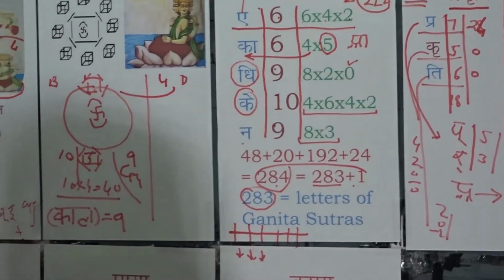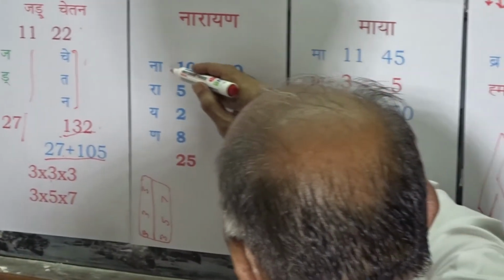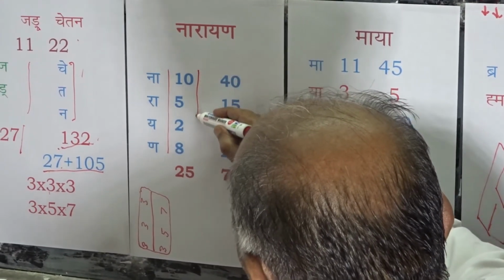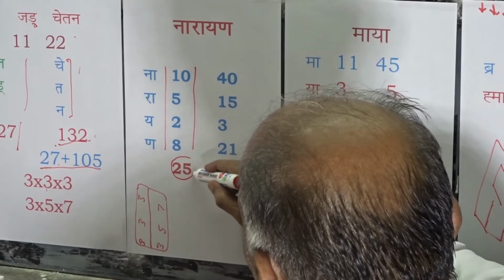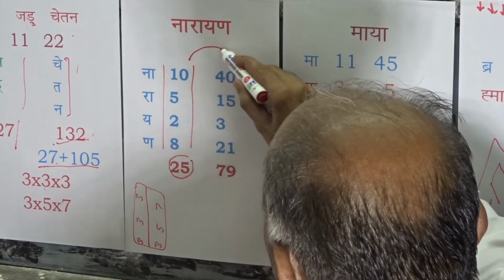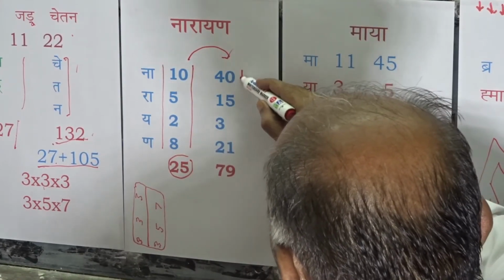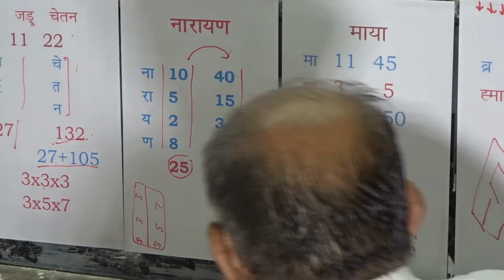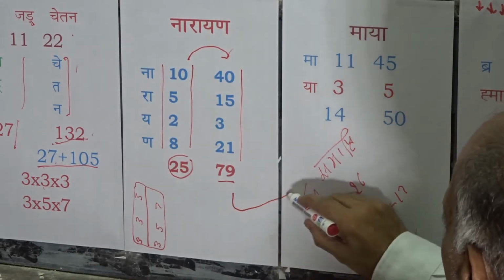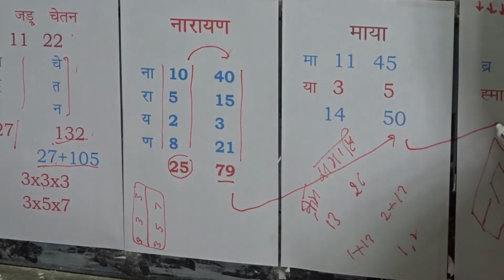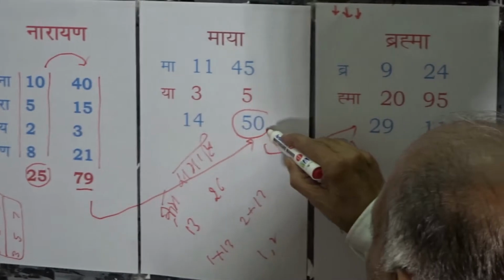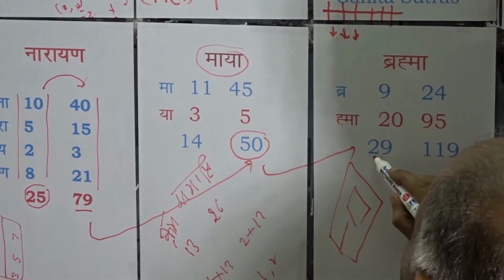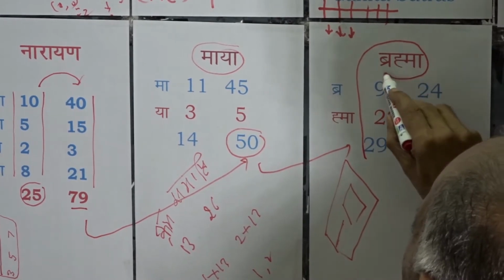Now let us visit the formulation Narayan. It is going to be of quadruple syllables leading to values 10, 5, 2 and 8, value 25. The transcendence along these formats is going to be value 79, and value 79 we know accepts a split as 50 and a 29. 50 is the transcendence value of the formulation Maya, and 29 is the TC value of the formulation Brahma.